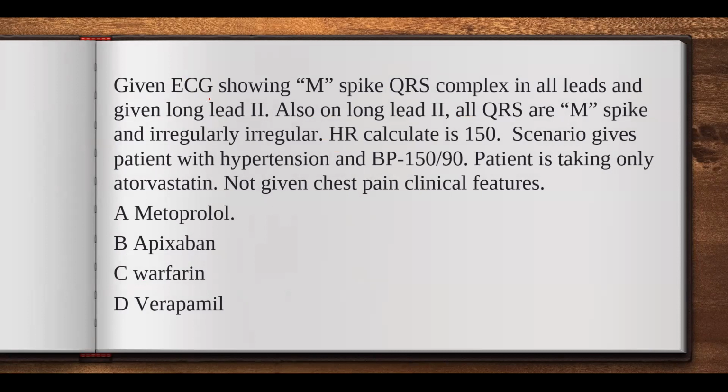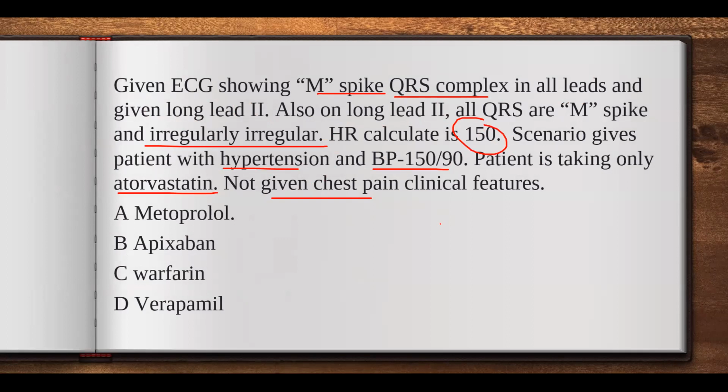Next, ECG was given showing M spike, excuse me, guys, in the QRS complex in all leads and also in lead 2. And you have got irregular rhythm. Heart rate is elevated, 150. Patient is hypertensive. Blood pressure is also elevated. Patient is taking only atorvastatin. And no chest pain, nothing else.